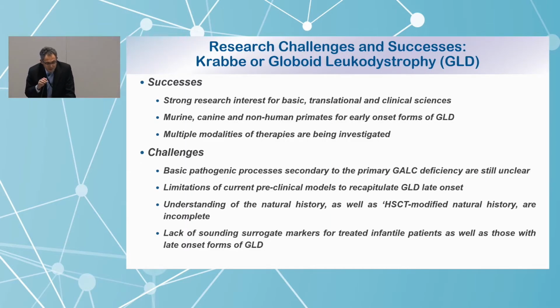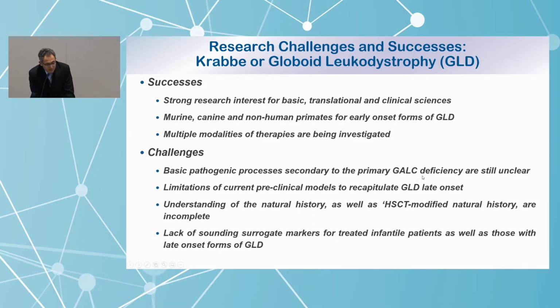In terms of the research, the challenges and successes are stated here. We discussed the significant advances in basic, translational, as well as clinical research. There was significant development of animal models, murine, canine, and lately non-human primates, that led to the understanding of the late onset form of Krabbe disease. Multiple modalities of therapy are now being investigated, targeting different pathogenic mechanisms of the disease.